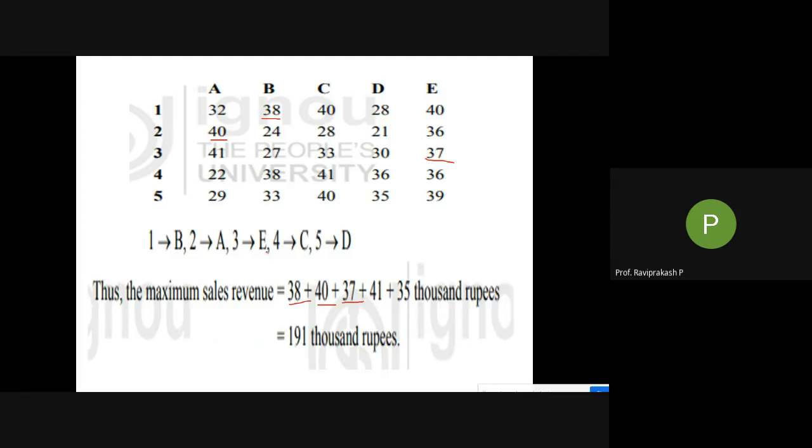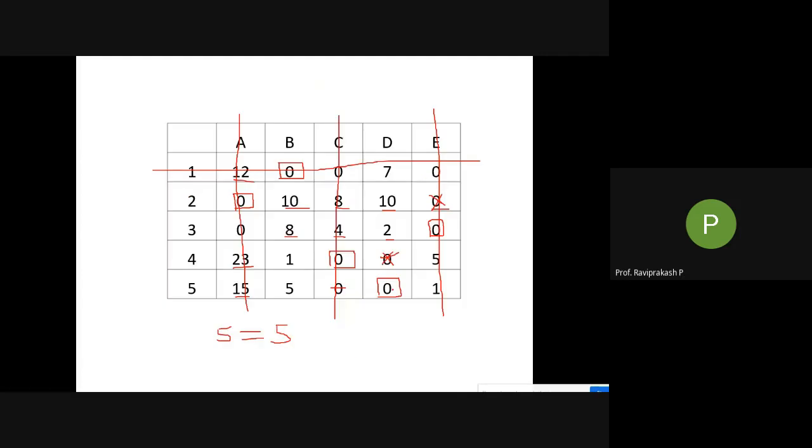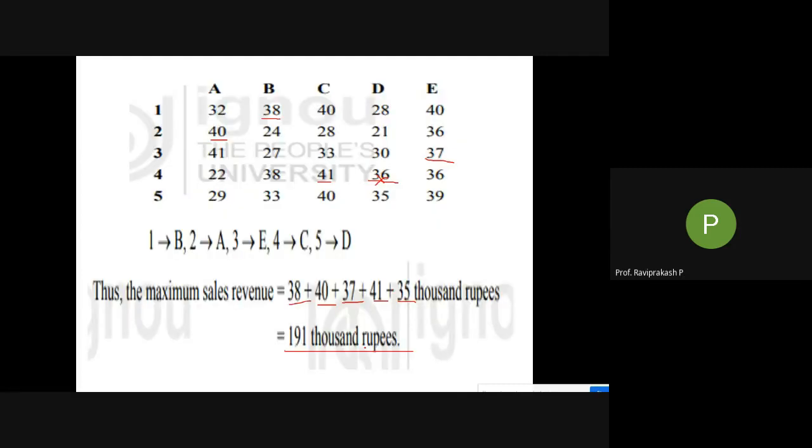Then 4c, 4 is c, 41, sorry, not 36. Okay, 41 is there. Then 5d, 5 is d, d is 35, so that is 35. So if we add all this, I am getting 191. Okay, so it was given in thousands, so they have put 191,000 rupees.